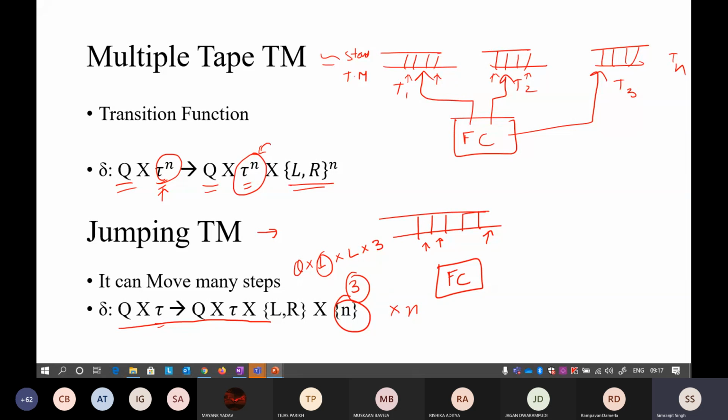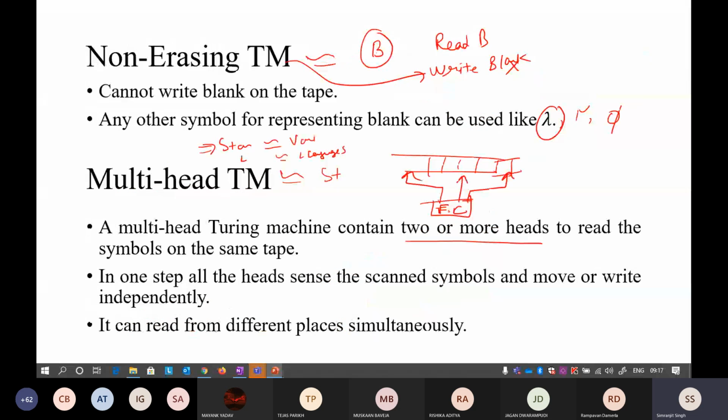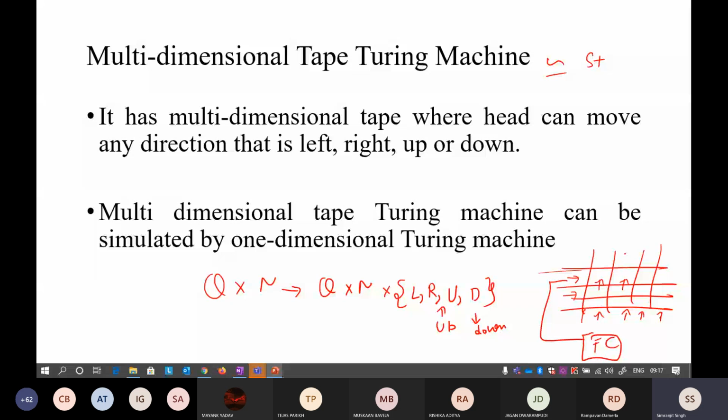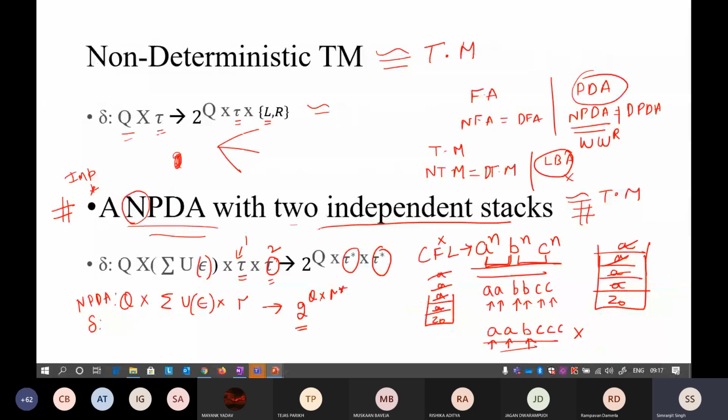So keep in mind, there is no variation of a Turing machine that is more powerful than a standard Turing machine. Every variation of a Turing machine will accept the same language that is accepted by the standard Turing machine. Okay, so that is the variation of different Turing machines.